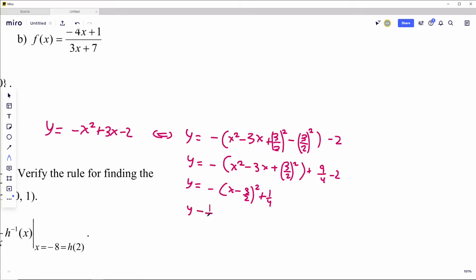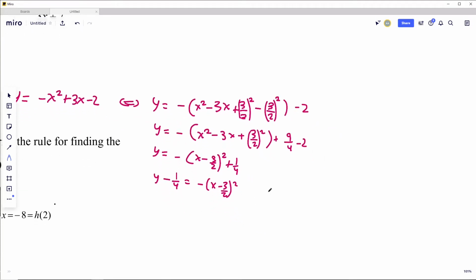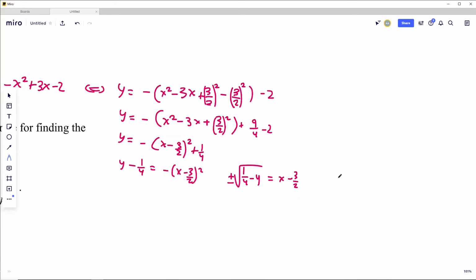So y minus 1 over 4 equals minus x minus 3 over 2 squared. And then divide by minus, so 1 over 4 minus y. And then square root, so plus or minus this equals x minus 3 over 2. I just put the minus, 1 over 4 minus y, did the square root, and I got this. And yeah, x equals 3 over 2 plus or minus the square root of 1 over 4 minus y.